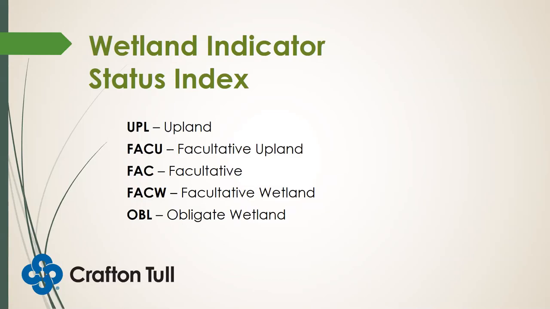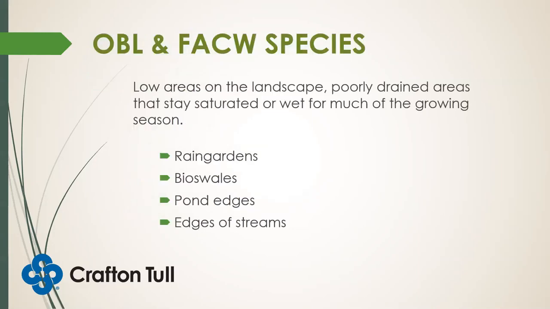So if you kind of think of this as a gradation of plants that like dry conditions to plants that like wet conditions at the bottom, these can generally help you with trying to figure out where on the landscape to place each species. Obligate and facultative wetland species are going to be better for low areas on the landscape, poorly drained areas that stay saturated or wet for much of the growing season. So some rain gardens that may be a little lower in the landscape, bioswales, pond edges, edges of streams, where those water levels kind of alternate, go up and down.